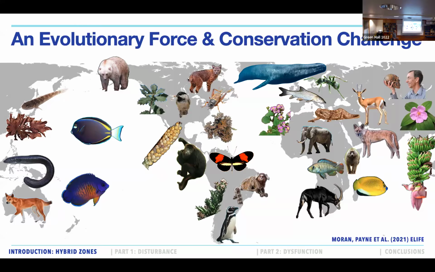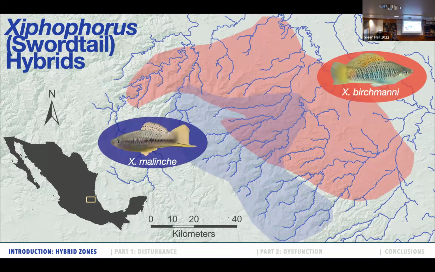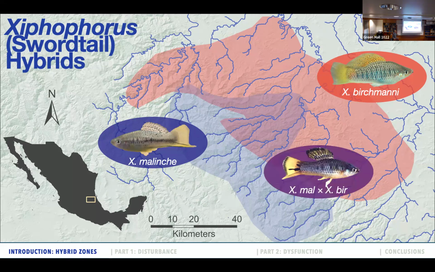I studied these questions in swordtails, or fishes of the genus Xiphophorus. They're found in all the drainages that lead into the Gulf of Mexico. I studied in particular 2 species found in the state of Hidalgo, Mexico, in the eastern Sierra Madre: Xiphophorus malinche, which is found in the highlands of these mountains, and Xiphophorus birchmani, which is found in the lowlands, and where they overlap at intermediate elevations, we see hybrid zones between them.